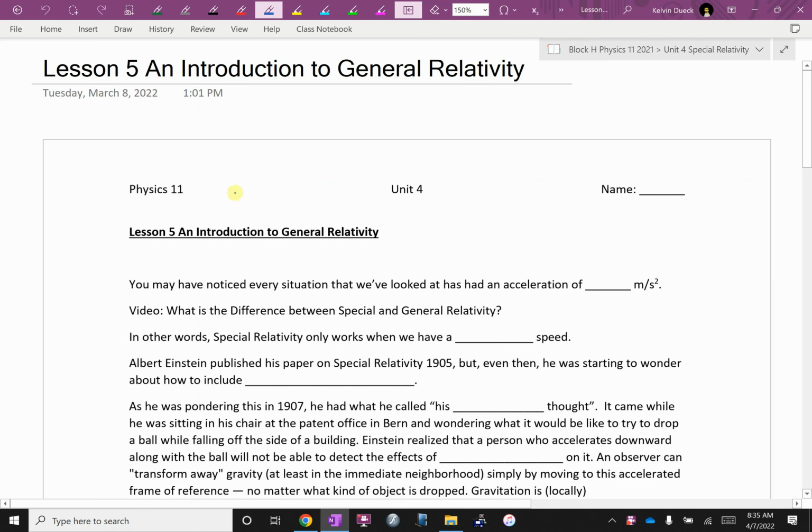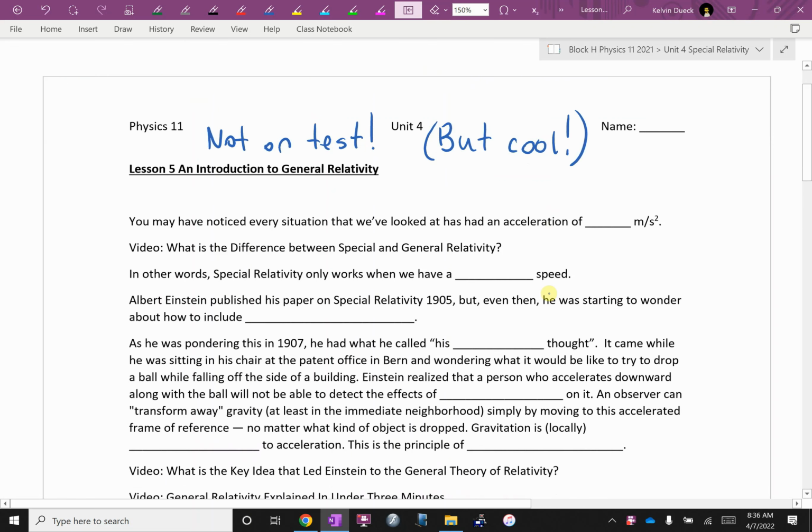So if you want to, you can even make a little note, not on test. This is going to be an introduction to the concepts. I'm not going to dive into the math.